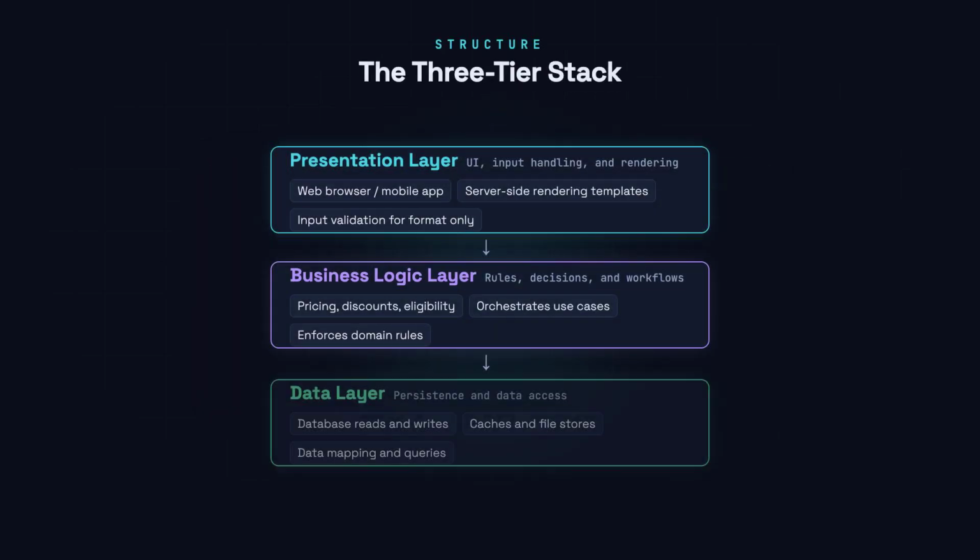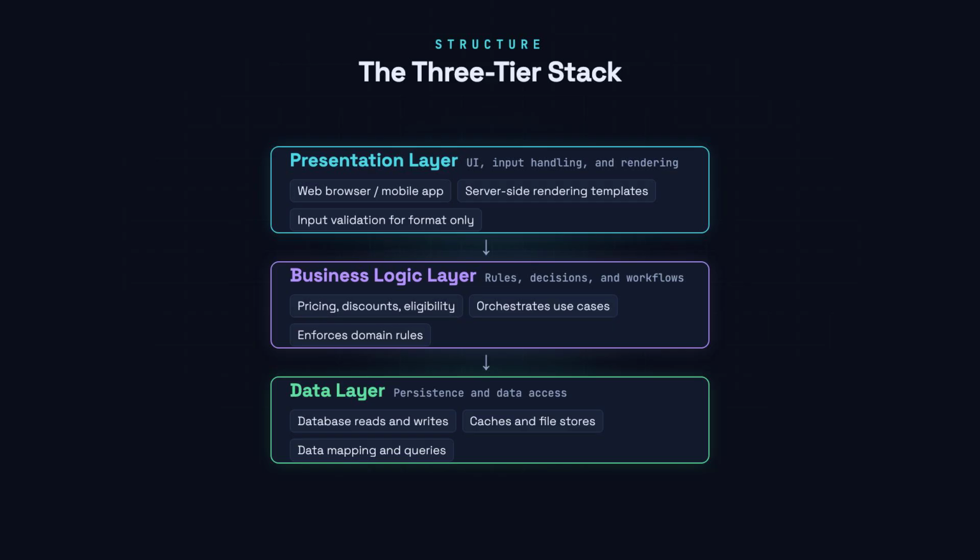In a classic three-tier architecture, the layers stack from top to bottom, presentation at the top, business logic in the middle, and data at the bottom. Each layer has one clear responsibility. The presentation layer owns the user interface and user interaction. It knows how to display information and collect input, nothing more. Requests flow downward through the stack, and responses flow back up.